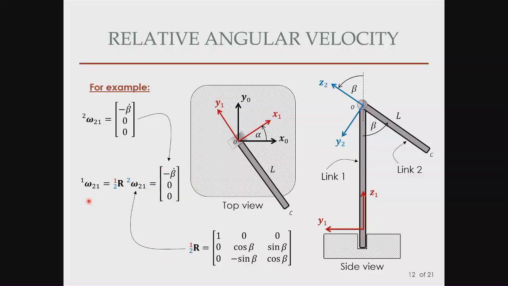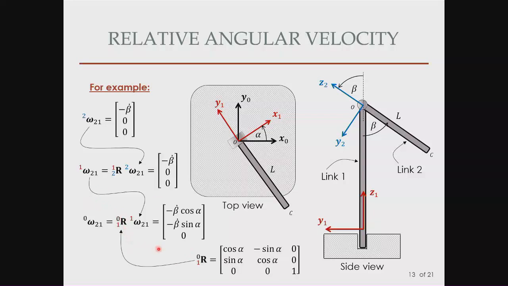Can you do omega 2 relative to 1 in frame 0? Yes. What will you need to do? Just multiply with the rotation matrix from 1 to 0, one more time, and this time it looks like this. This is the rotation matrix from 1 to 0. You plug it in, and this is the result. So what is this? This is the angular velocity of link 2 relative to link 1 expressed in frame 0.